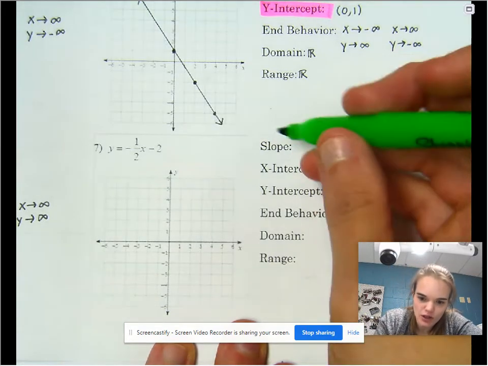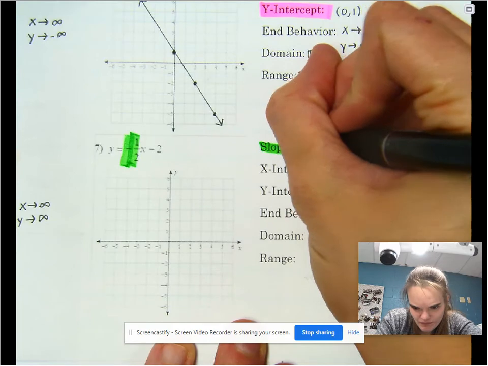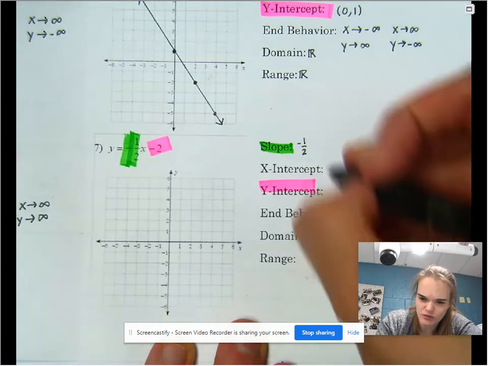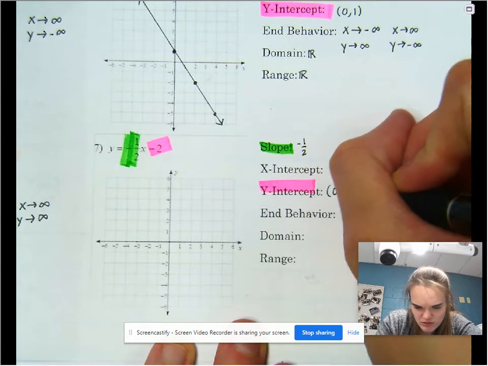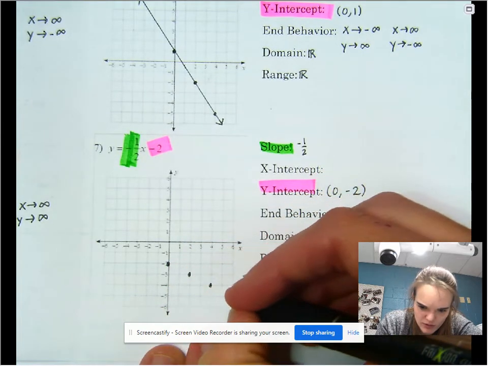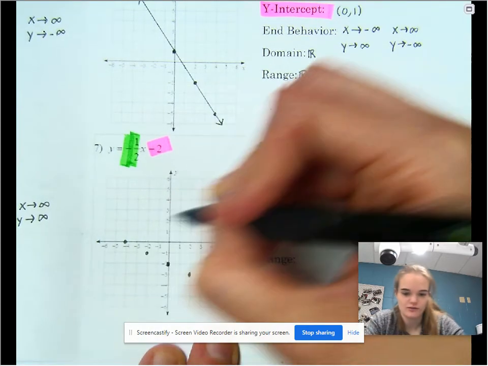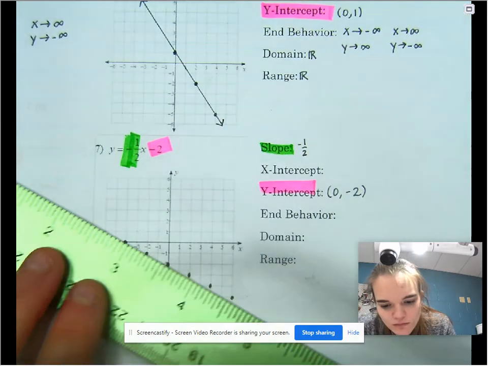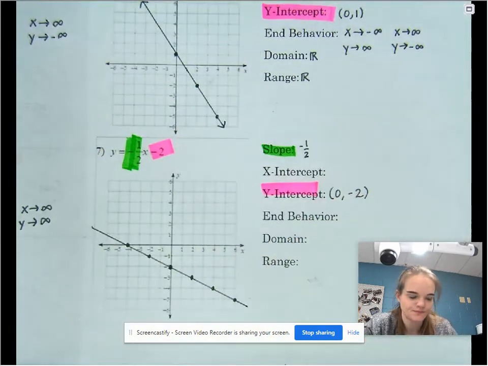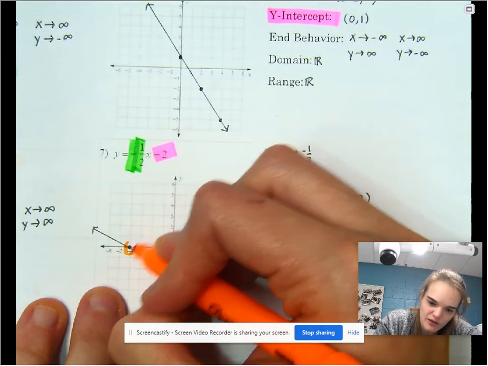All right, so slope, -1/2. Y-intercept, 0, -2. Down 1 over 2, down 1 over 2, down 1 over 2. I don't have an x-intercept. I could go up and left till I get there. There we go. It is there. This one, the x-intercept is perfectly at -4, 0.